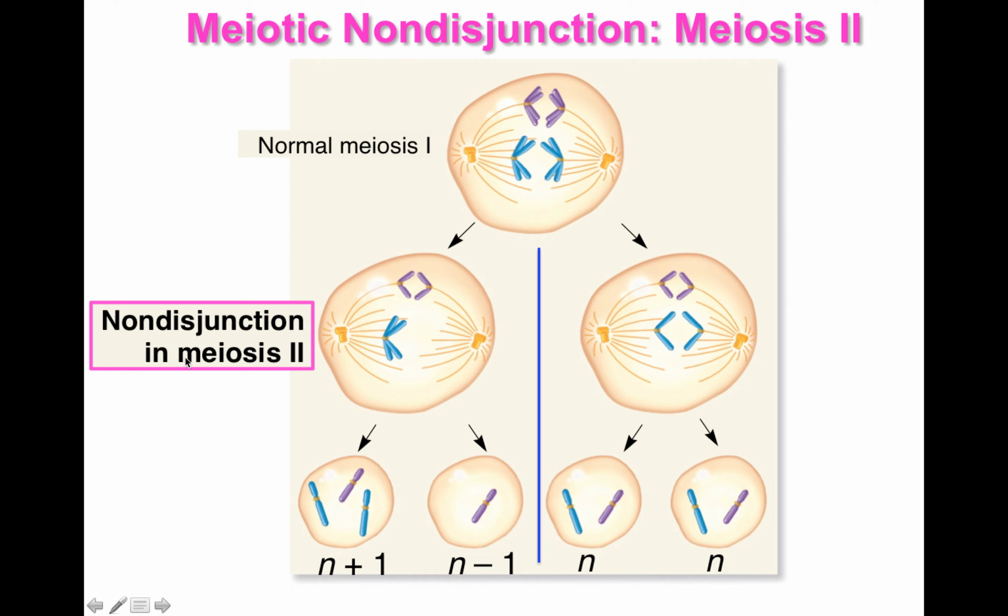If you have meiotic nondisjunction in meiosis 2, you can end up with 2 normal gametes, and then the other 2 gametes will be abnormal. Here you have 1 chromosome going entirely to one of the poles, and the other chromosome, the 2 sister chromatids split apart, so you have 1 chromosome going to each of the 2 opposite poles.